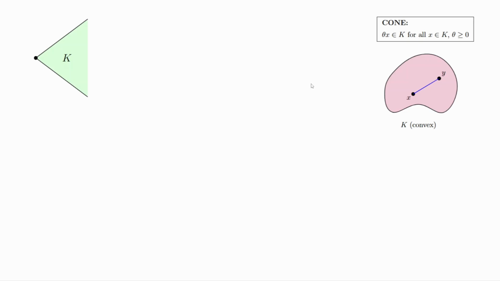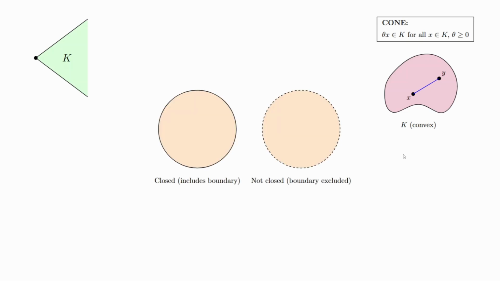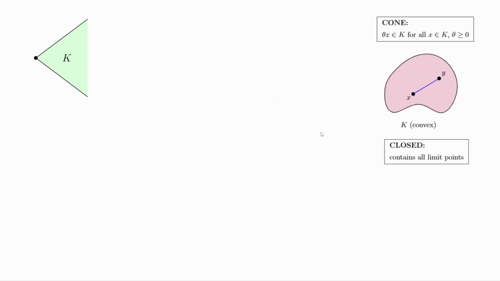We would also like K to be closed, meaning it contains all its limit points. This is a concept from real analysis, so I won't go too deep into it, but basically the boundary of K is also included in K itself. We would also like K to be solid. This means K has a non-empty interior and is full dimensional.